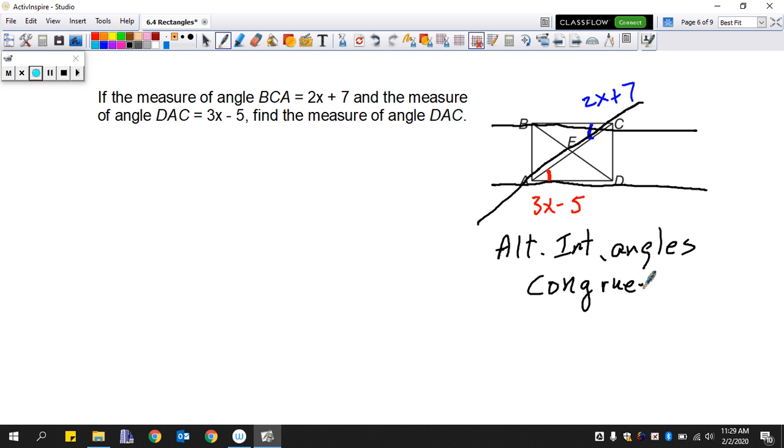So we know that these two measures are congruent. So we're just going to say, and I'm going to put this one on the left, it doesn't matter, 3x minus 5 is equal to 2x plus 7.